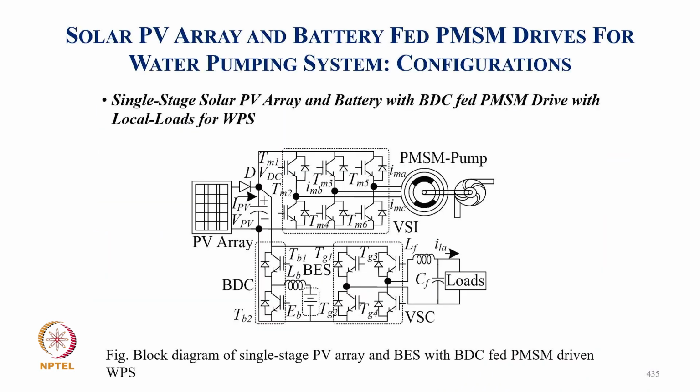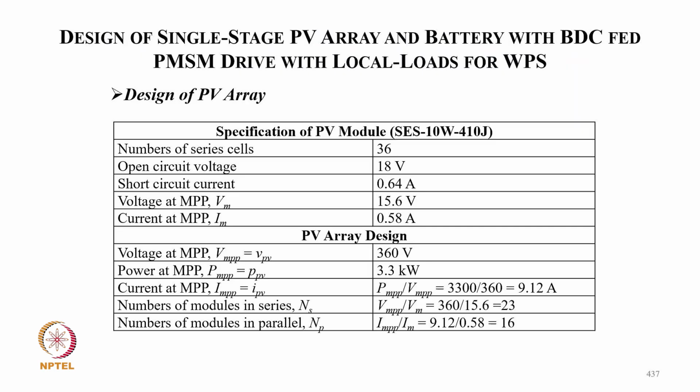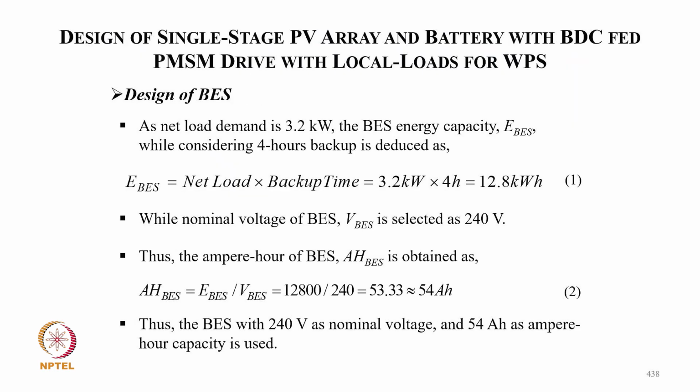Now this is the case single stage PV array fed battery. So battery is put with the buck boost converter, because PV array voltage at DC link we have to keep corresponding to MPPT and feeding the load. And here we have a design of PV array, and these are parameters of PV array. And this is the backup time. Similarly we calculate 12.8 kilowatt hour.